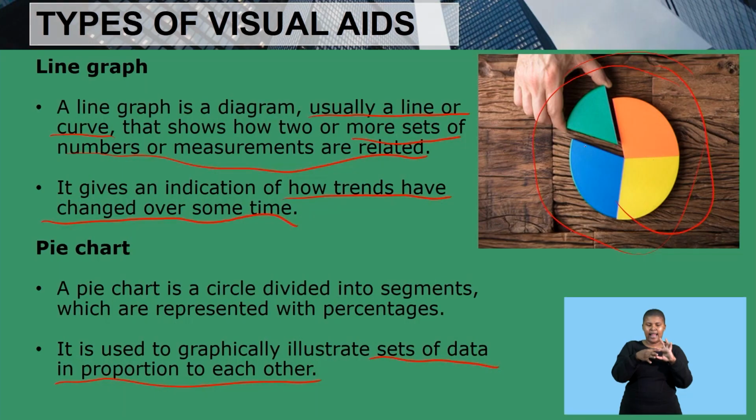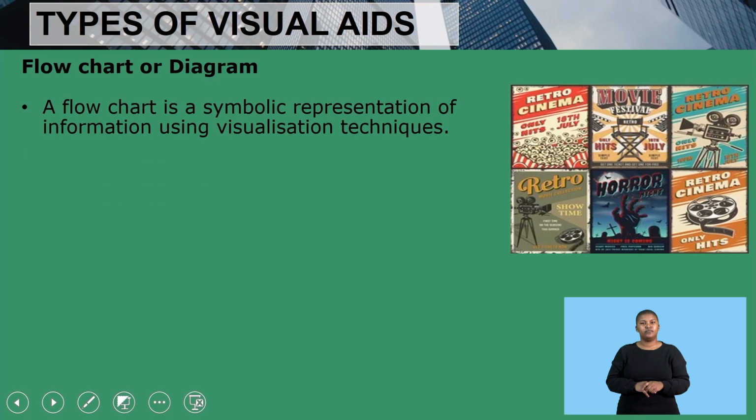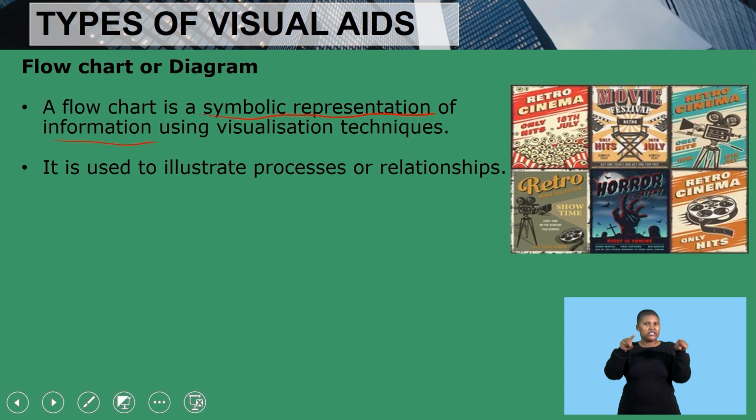So it's used to do what? To illustrate the set of data in proportion to each other, whereby you can see, for instance, if these were the sales in 2020, and then we see the sales in 2021, 22, so it shows different segments in proportion to each other. Then we have a flowchart or diagram. A flowchart is a symbolic representation of information using visualization techniques. It is used to illustrate processes or relationships.